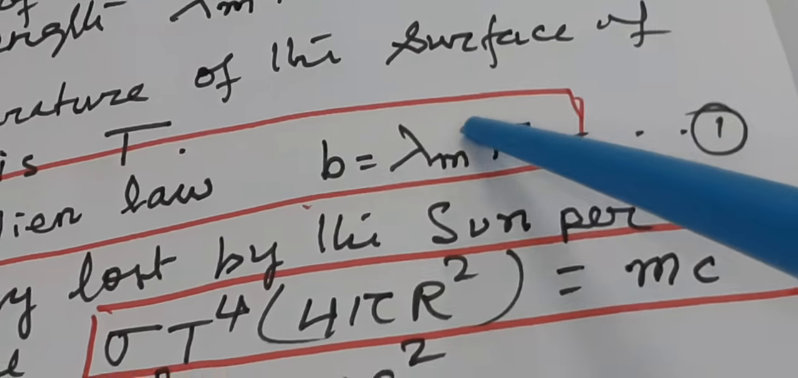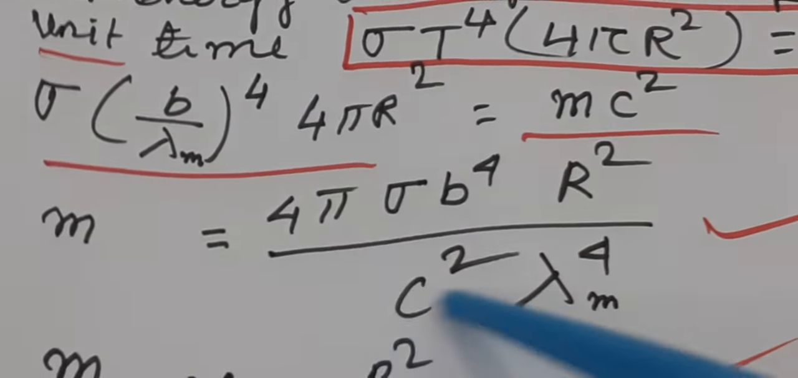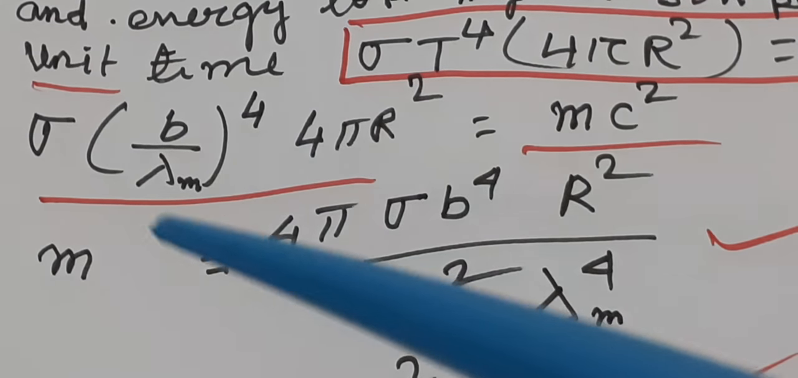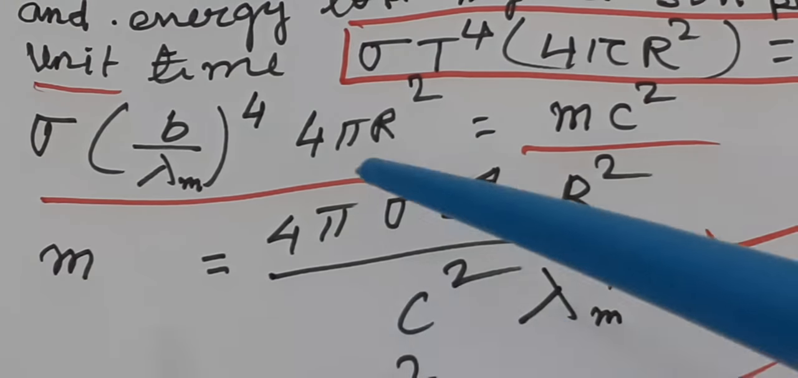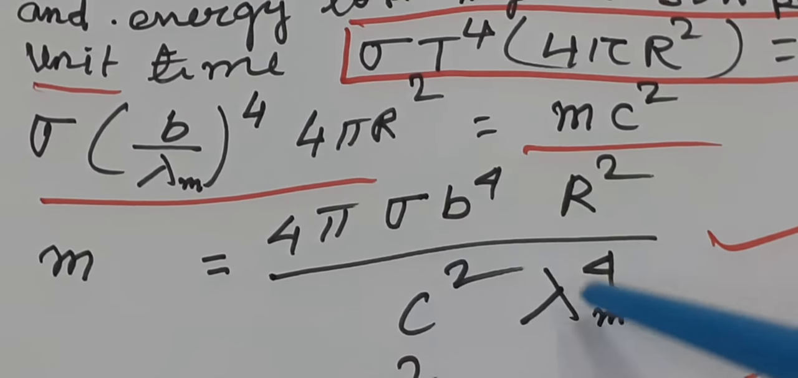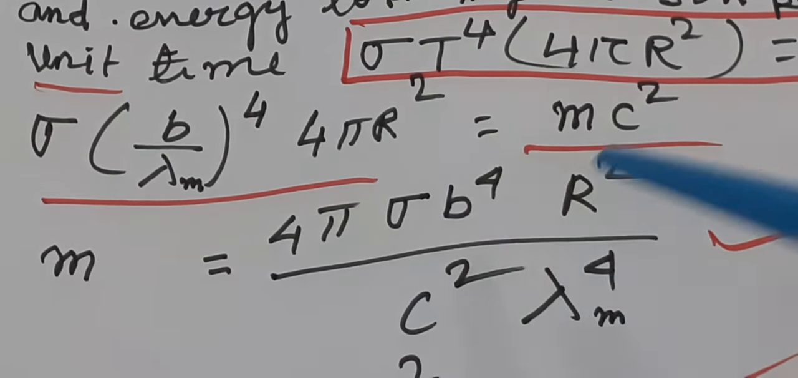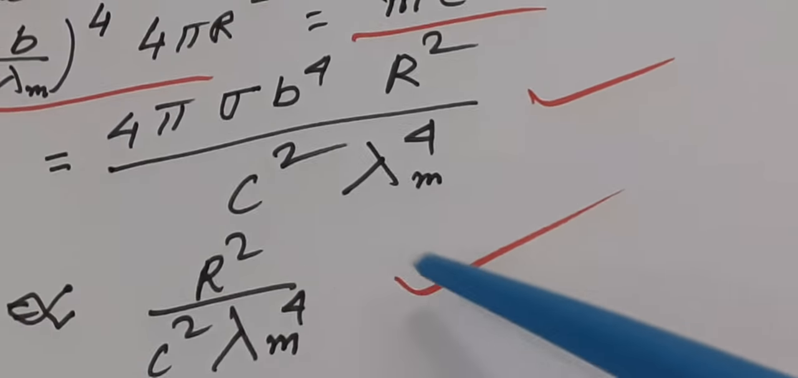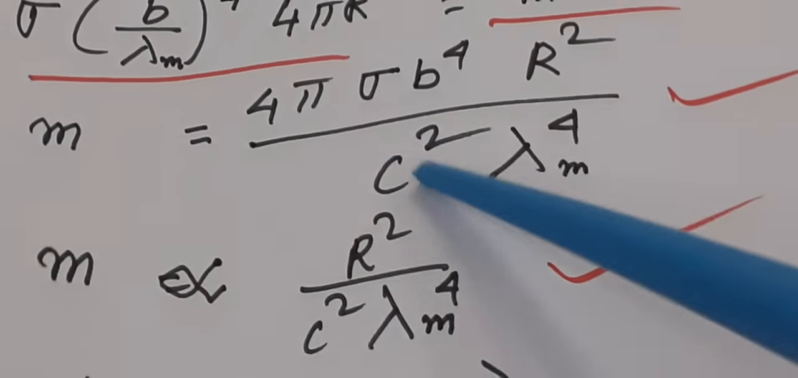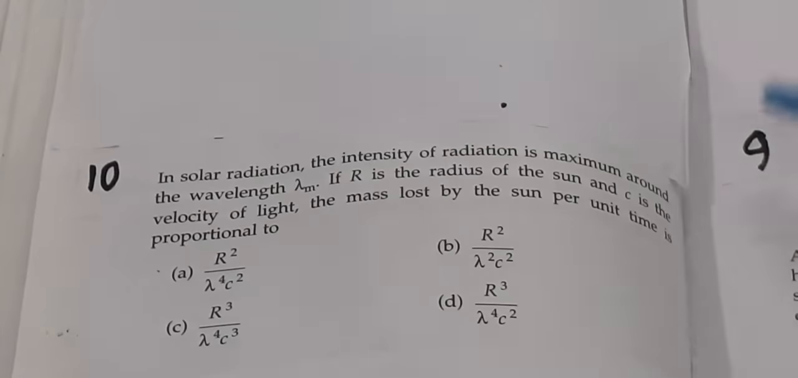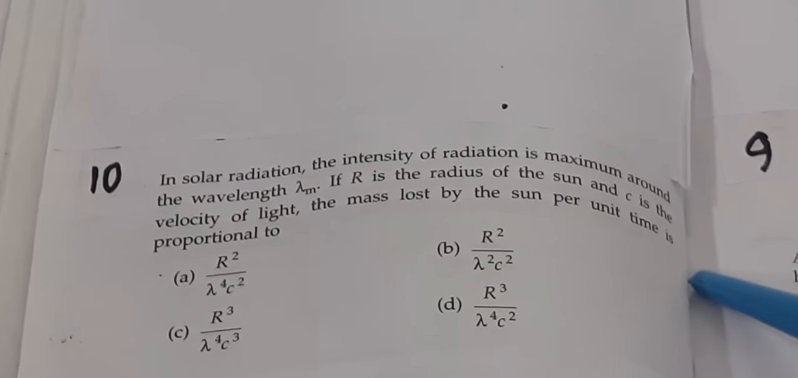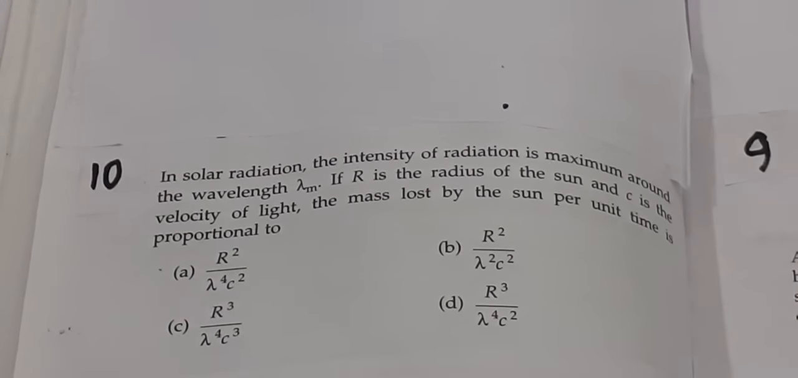From here we can substitute T: b by lambda suffix m will come. That means the final expression will be like this: small m, the rate of mass loss for the sun, will be 4 pi sigma b to the power 4 r square divided by c square lambda m to the power 4. These are given, these are constants. Now m is proportional to r square by lambda to the power 4 c square. Mass lost by the sun per unit time is proportional to r square by lambda to the power 4 c square. This expression is correct, a is correct, rest all neglect.